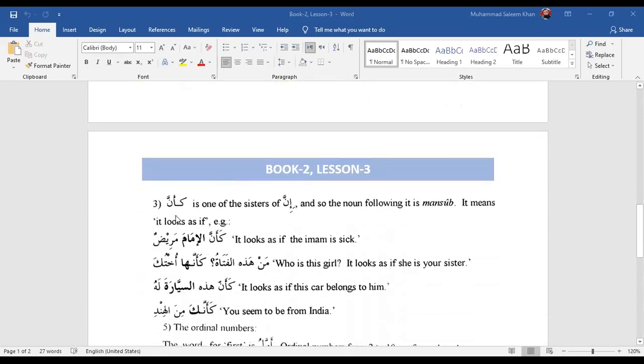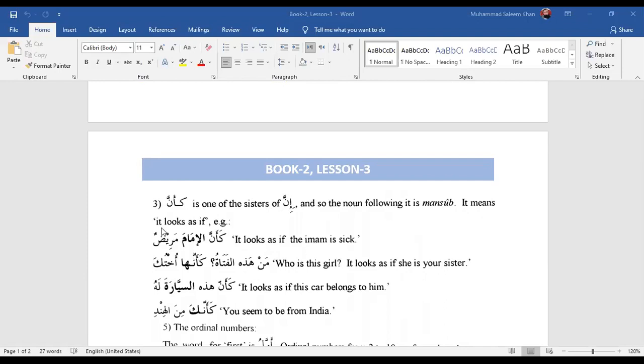Okay, and the third sister of inna is ka'anna. So you see they have the same pattern, almost similar. For example, inna, lakinna, and ka'anna. So the ending is noon with tashdid. It is one of the sisters of inna, and so the noun following it is mansub.